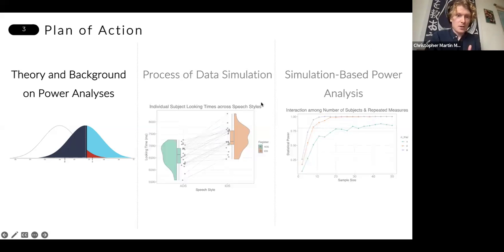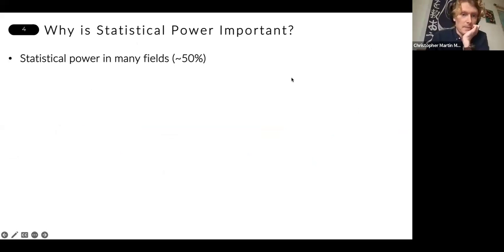Okay, so if we start with the theory behind statistical power, the first question we need to ask, even before we delve into the details of statistical power, is why is it important? We need to be careful of statistical power, which in many fields has been calculated as being around 50%.